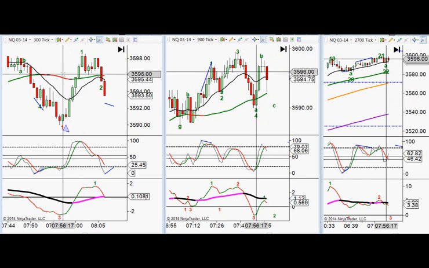So here's the setup that we had last time. So the question is, all right, do we have a trade, or do we have confirmation on the long-term chart? And the answer is, yeah, kinda. It's not a great one.